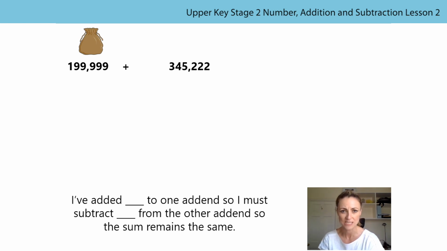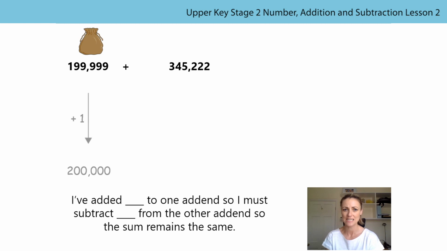Are your eyes being drawn to that 199,999? Because mine are. Why are yours being drawn to that number? All those 9s are telling me that it's going to be very close to a multiple of 10, 100, 1000. In fact, if I add 1 to 199,999, I am going to make 200,000, and that's a really nice rounded number. It's a multiple of 100,000, and that's going to be much easier to work with.